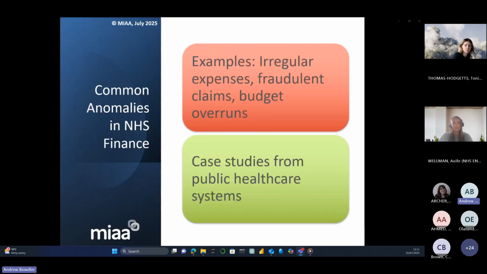Let's look at some examples of common anomalies we might face in NHS finance. These could be irregular or unexpected expenses, procurement overruns, or even suspicious claims. For instance, if you notice a sudden, unexplained increase in spending on supplies, that's an anomaly worth investigating. In public healthcare systems worldwide, this kind of data analysis has helped uncover areas where spending has spiraled or where fraud has occurred. By detecting these anomalies early, we can take corrective actions before they become larger problems.